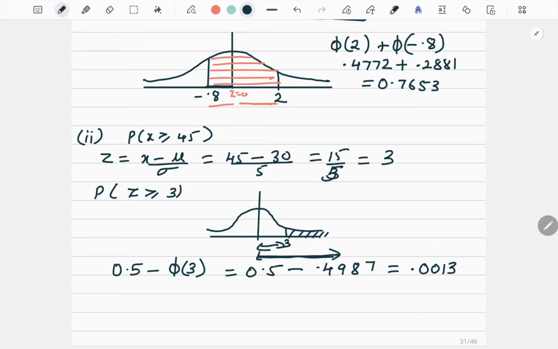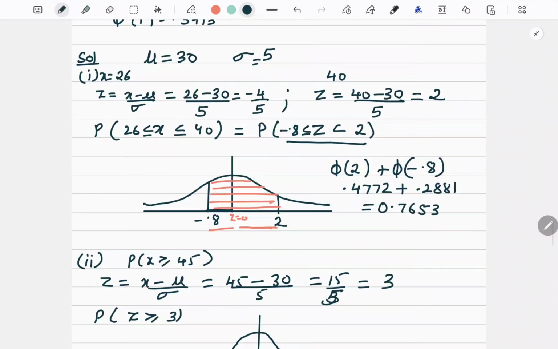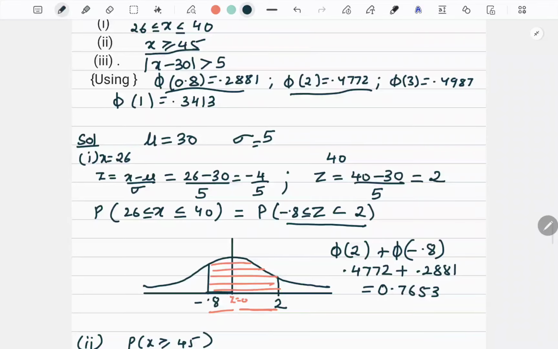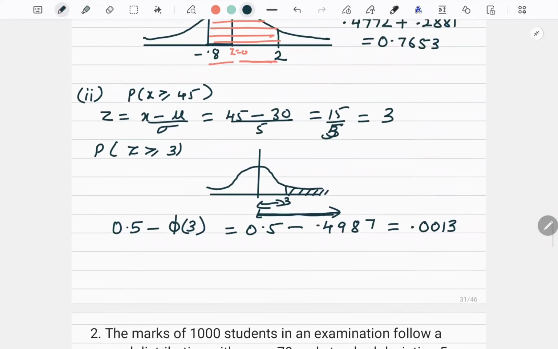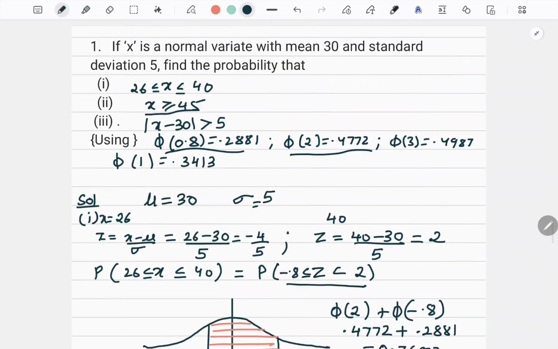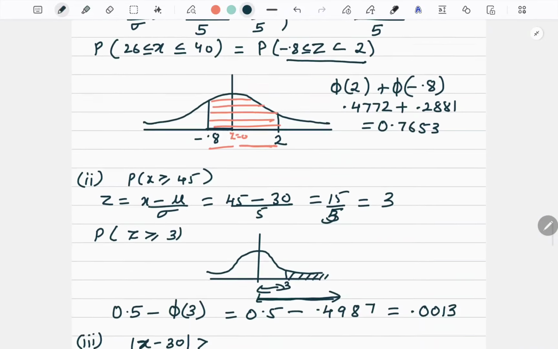Simple. Now let us see the third part. What is the third part? Now the third part, they say mod x minus 30 is greater than 5. Right. So the third part is mod x minus 30 is greater than 5. Now what is the meaning of this mod?